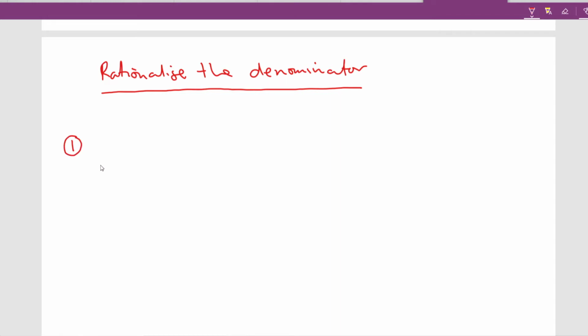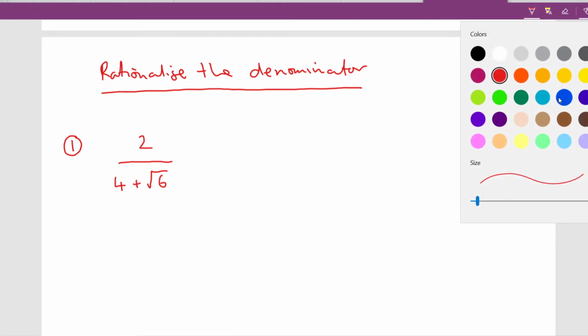If you want to have a go at it before, you can. Pause the video and try it. And if you want to just see a couple examples first, then just carry on watching. And then later pause. Go. So you might get a question like this where it says rationalize the denominator for this question.